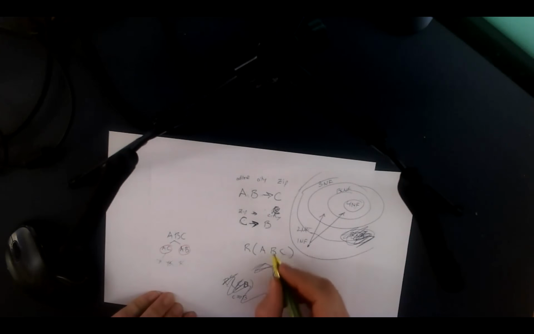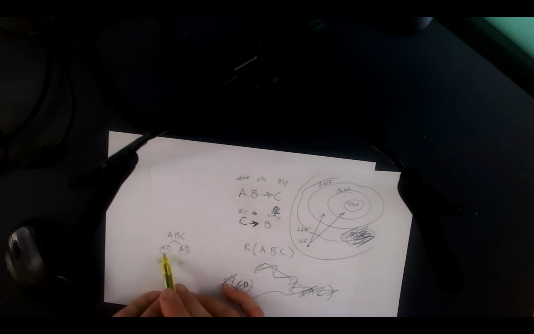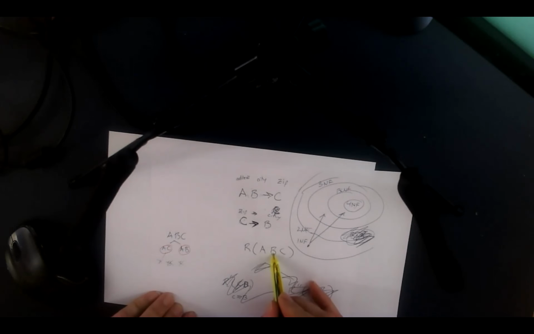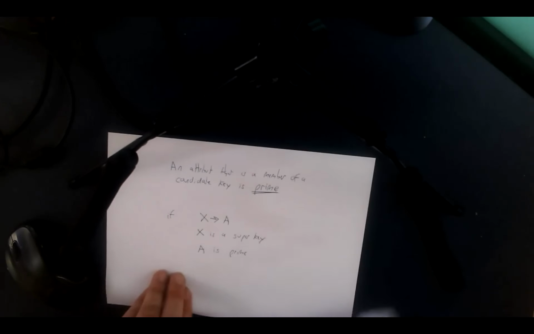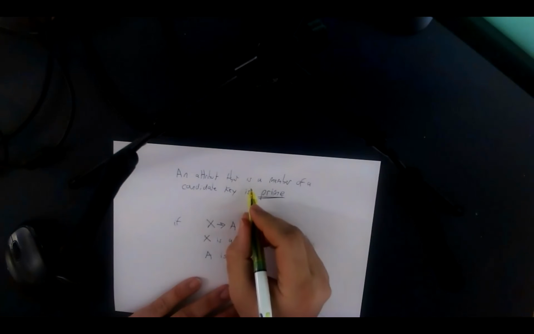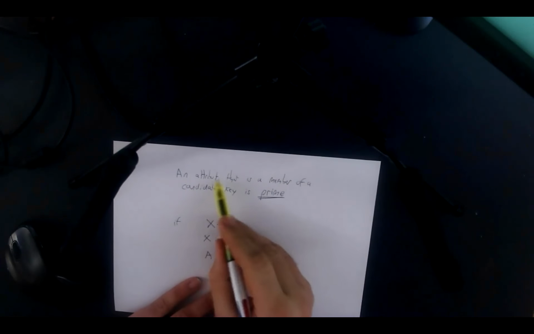All of these are prime because they're all a member of a candidate key. Is A prime? Yes, A is prime because A is a member of a candidate key. Is B prime? Yes, B is prime because it's a member of a candidate key. Is C prime? Yes, C is prime because C is a member of a candidate key. Now this business here: if an attribute is already prime, okay, let's just do the full definition here. It's 3NF.